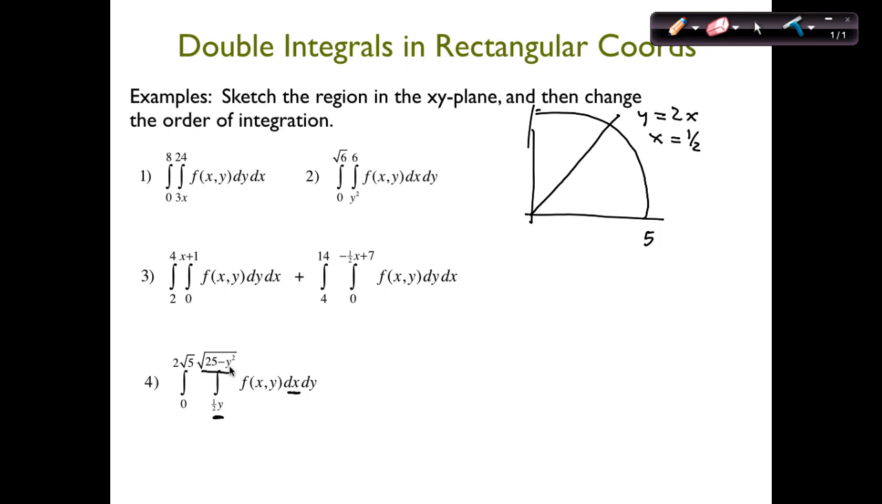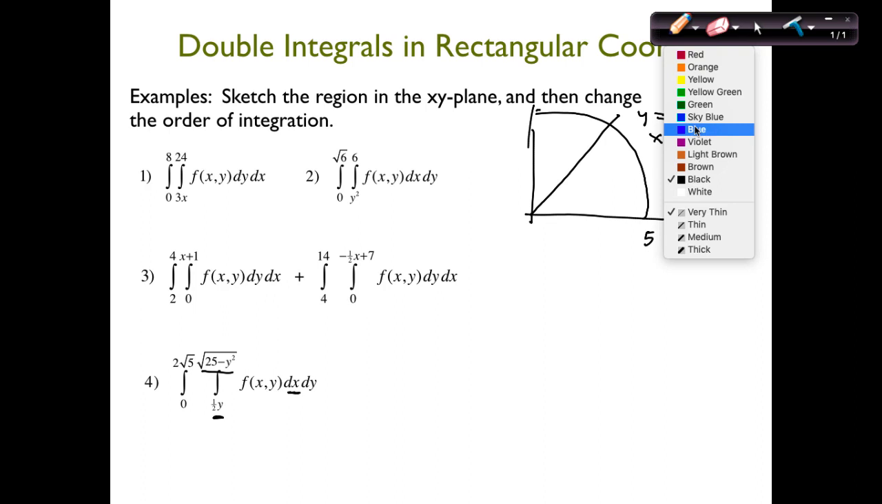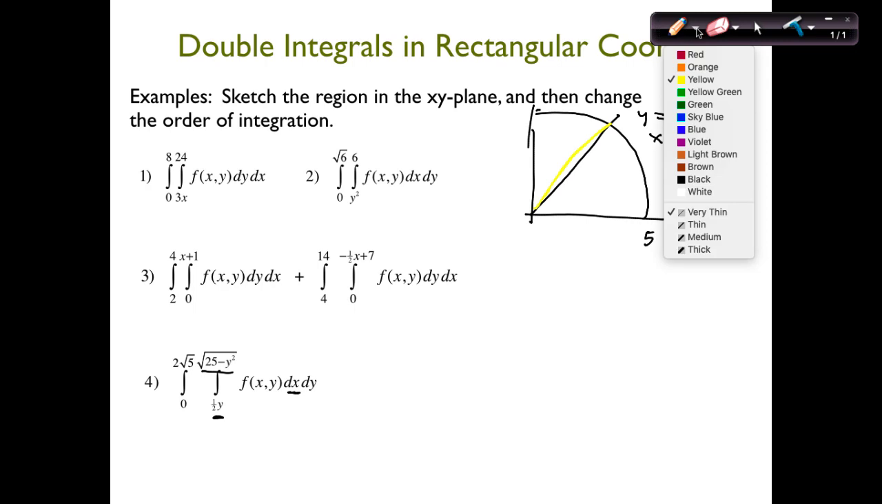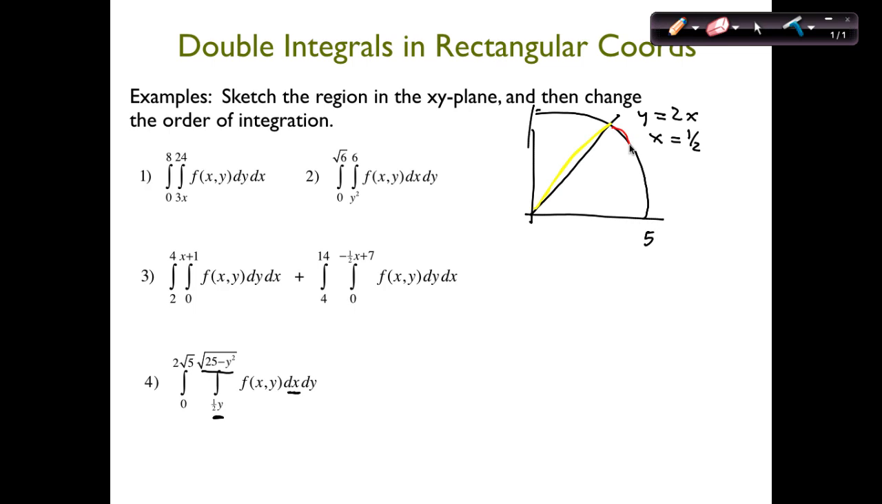So the 1/2 y and the square root, what are those? Left, right, bottom, top? That's left and that's right. So there's my left, 1/2 y, and then right. So that's my 1/2 y to what? X equals square root of 25 minus y squared, which is a circle, right? X squared plus y squared equals 25.